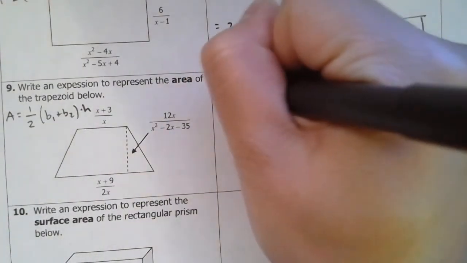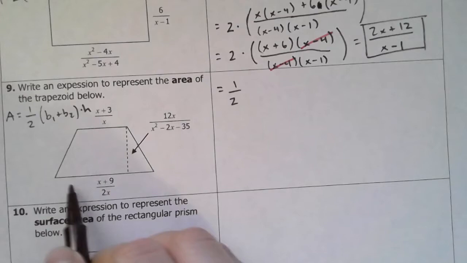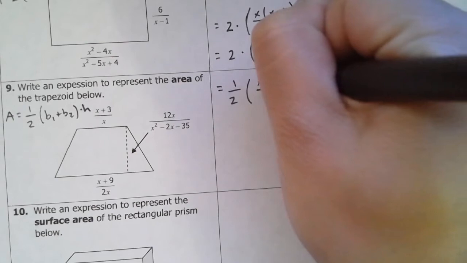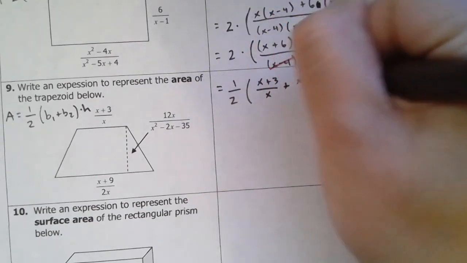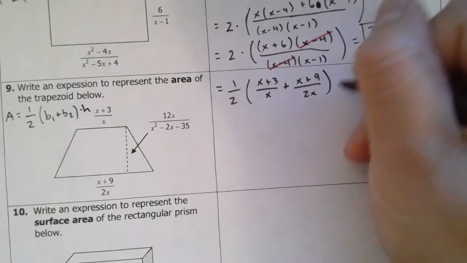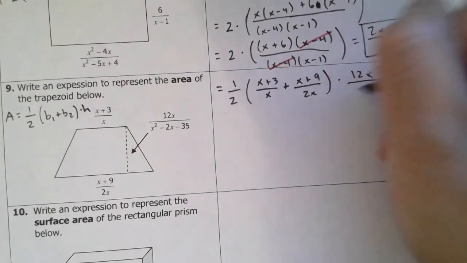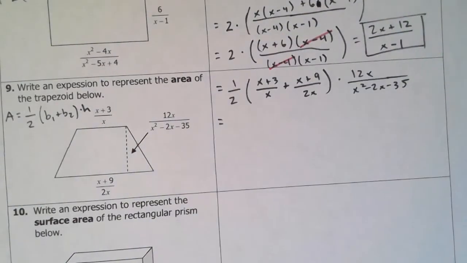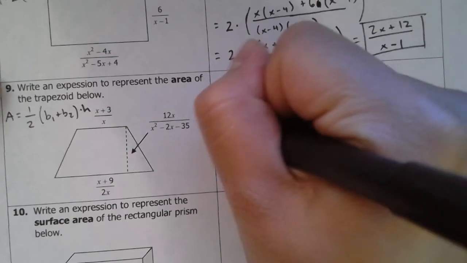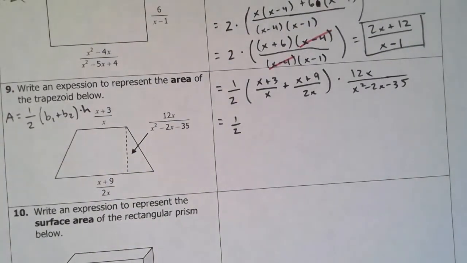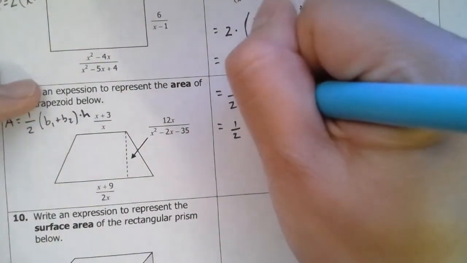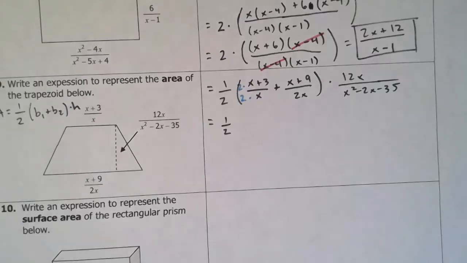So that's equal to 1/2. Add my two bases, so this guy and this guy, in parentheses, x plus 3 over x plus 9 over 2x, times the height, 12x over x squared minus 2x minus 35. I think this one we're going to run out of space. So 1/2 here. To get the same denominator, I have 2x here, just x here, so I'm going to multiply top and bottom here by 2.